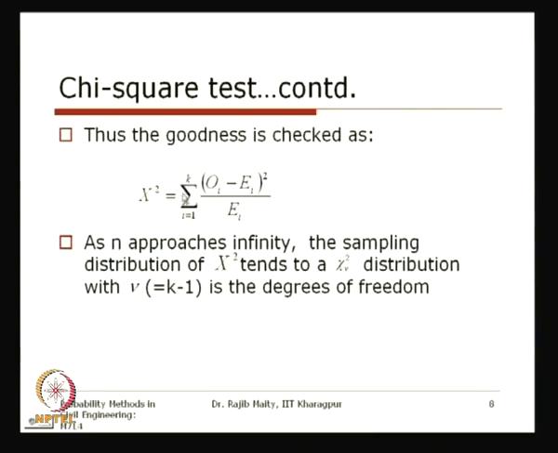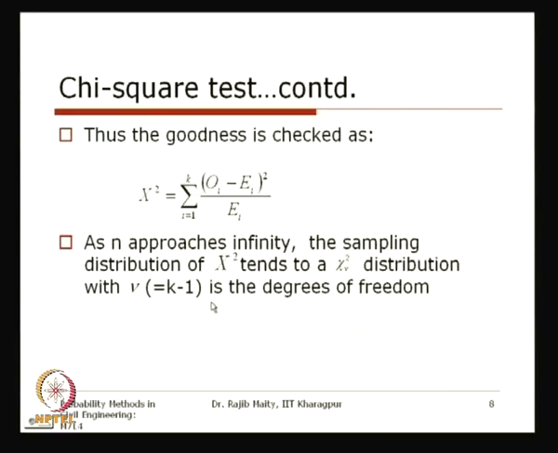So, as we know, this particular statistic follows the chi-square distribution with k minus 1 degrees of freedom, which means we know its properties. Based on that, we have to test at what significance level I want to test whether this is significant or not.